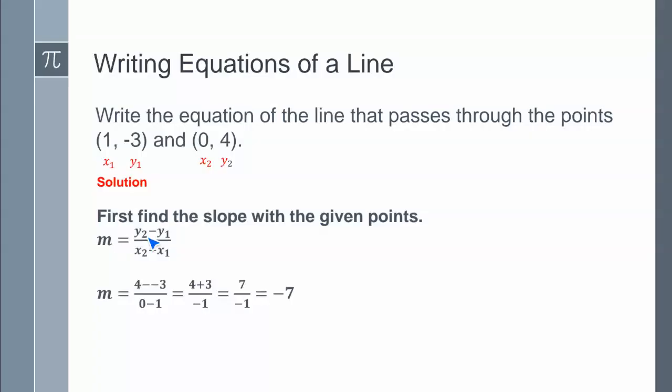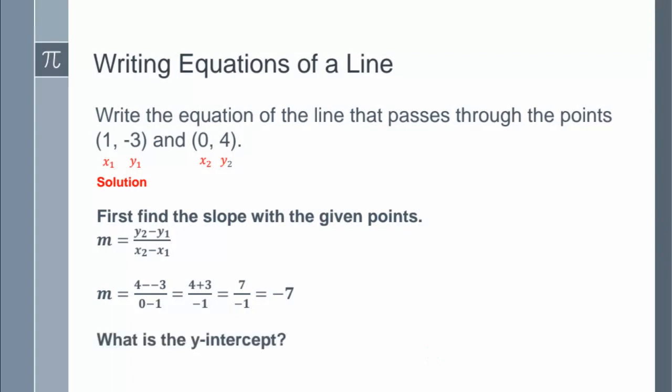So we substituted into the formula here. y2 was 4, y1 is -3, x2 is 0, and x1 is 1. If we simplify, we get 4 minus -3 is 4 plus 3, which is going to be 7. 0 minus 1 is -1. So 7 divided by -1 is equal to -7. So now I have a slope and I have my y-intercept.